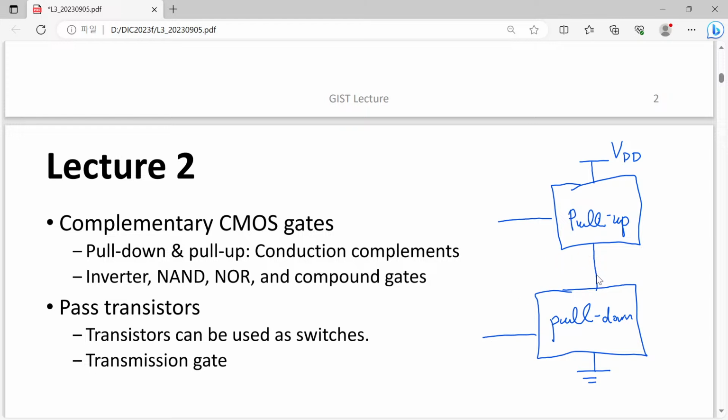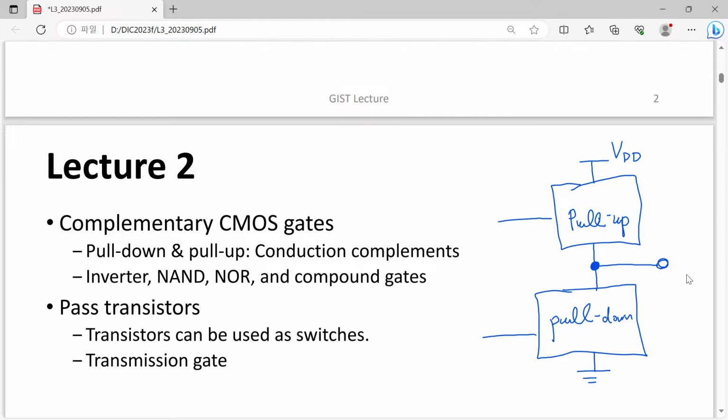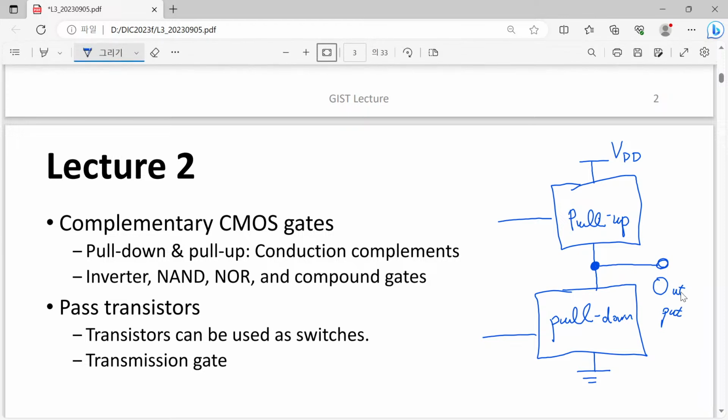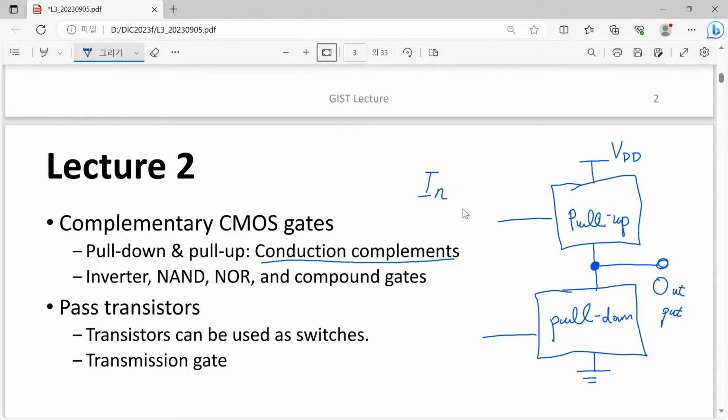Of course, this pull up and pull down are controlled by the input signal. Depending on our input signal, pull up and pull down can be either turned on or turned off, and here we have the output. The essential point of this complementary CMOS gate is that the pull up and pull down circuitry are made following the rule of conduction complement. Simply speaking, when we have a certain input signal, only one of our pull up or pull down circuitry is turned on.